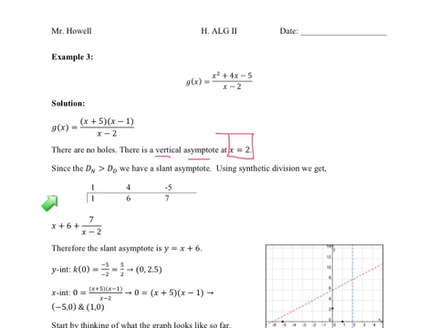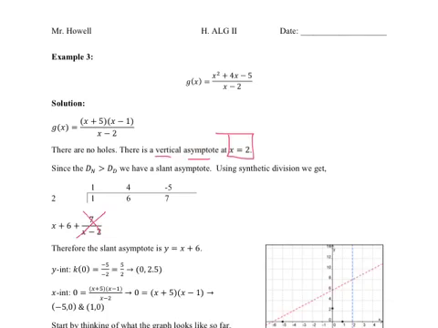Bring down the 1. 2 times 1 is 2, plus 4 is 6. 2 times 6 is 12. 12 minus 5 is 7. Remembering that this is what we get as a result. Since this started with x squared, this becomes x plus 6, and then plus the remainder. Remember that the remainder does not matter because we're looking at end behavior as x goes to infinity.